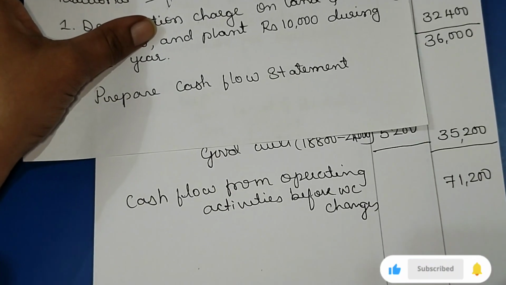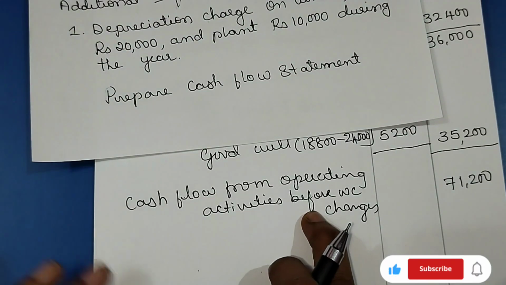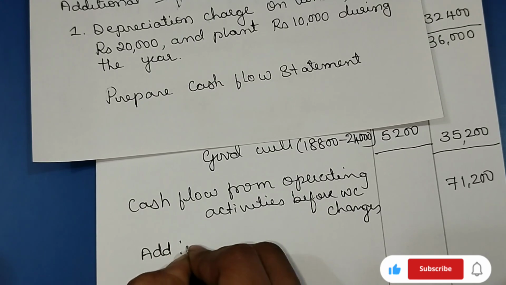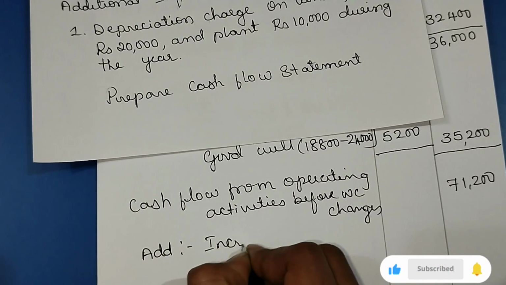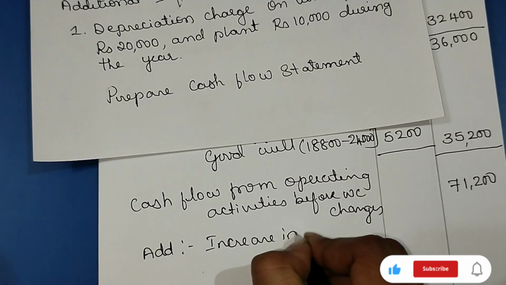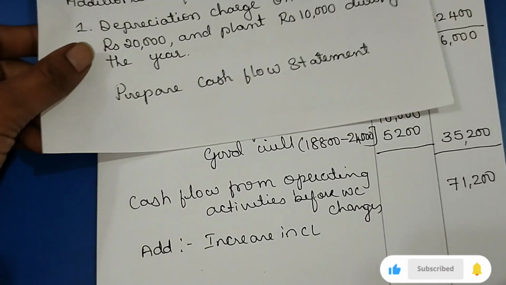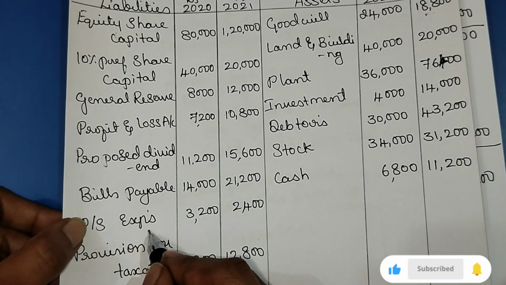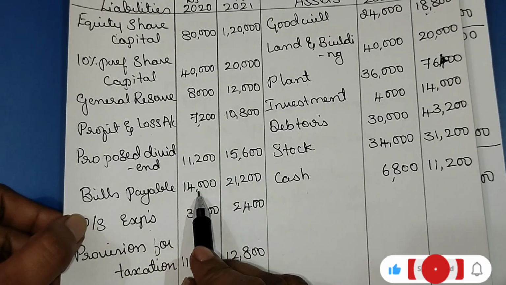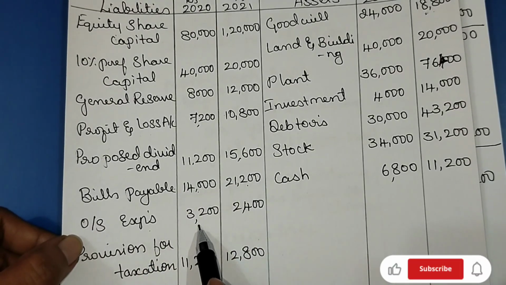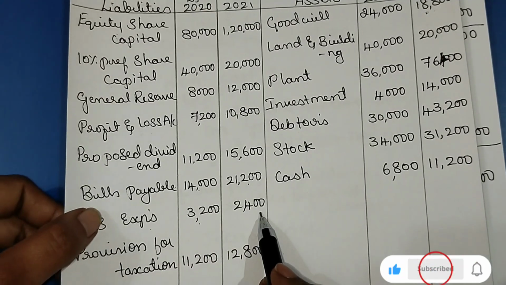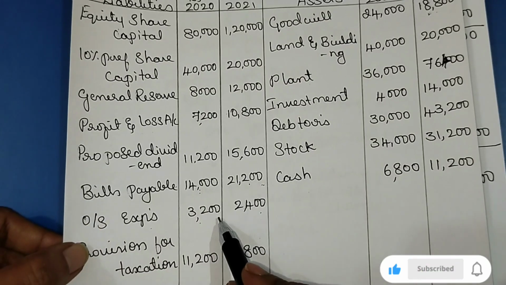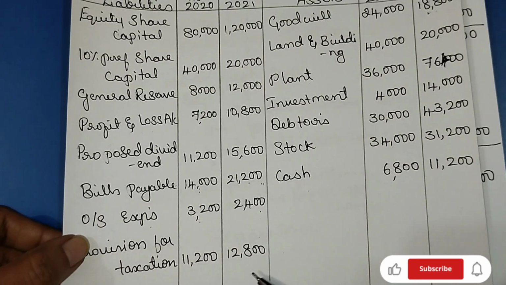Now we are considering working capital. What should we do in working capital? We are adding increase in current liability. So which items are in current liabilities? Bills payable, outstanding expenses. Bills payable has increased. Outstanding expenses has decreased. Increase in current liability we are adding. Decrease in current liability we are deducting.